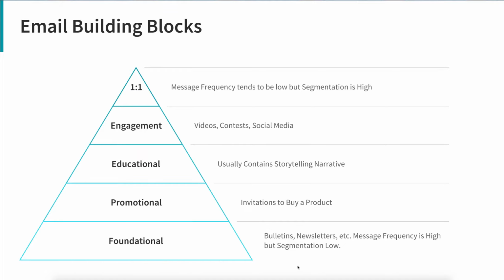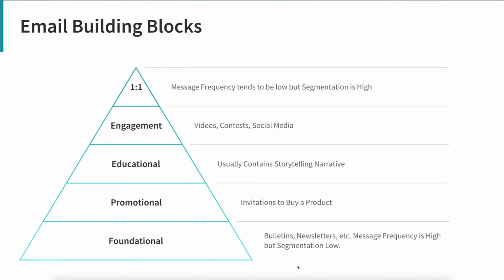The promotional email is slightly more segmented, right? You might have a specific group of people that you're going after. You might be offering a buy one, get one. You might be offering 10% off or whatnot to that segmented group of people, and they're invitations to buy. They will usually have a button on them. You will click on them and you could buy the product if you wanted.